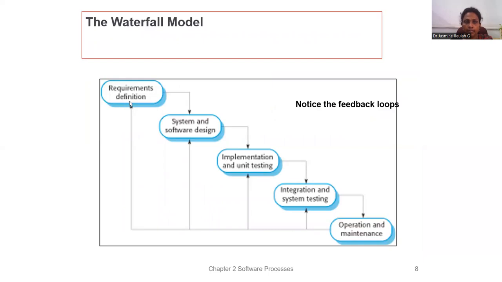You find that there is a requirements definition, then you have the system and software design, implementation and unit testing, integration and system testing, and the last stage is the operation and maintenance. We also notice that there are feedback loops at each and every stage. There is feedback that will be given, and you try to modify or change certain things after the feedback session.